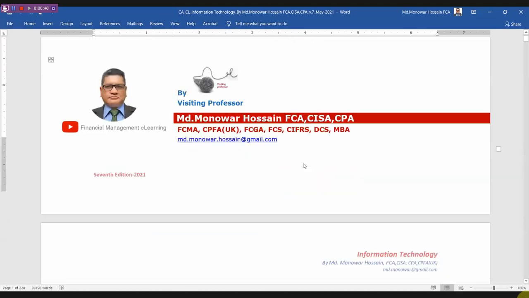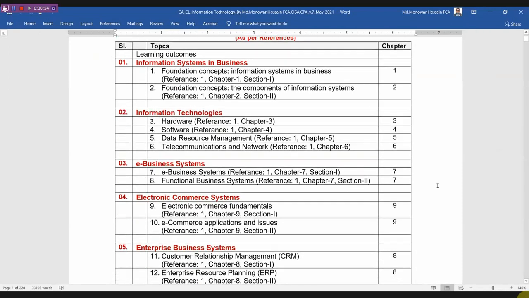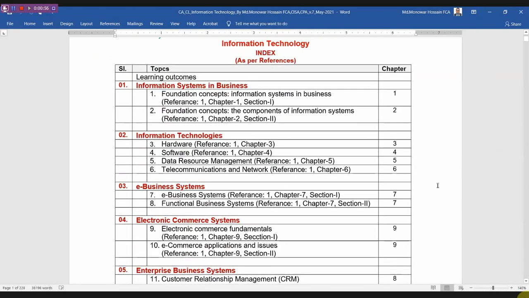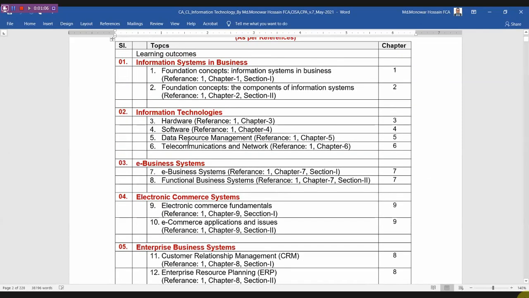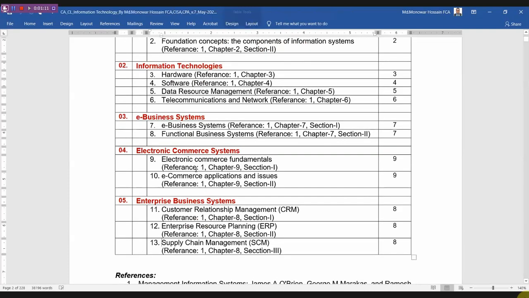So first of all, in your information technology subject, we have 5 chapters, or we can say domains. We know in the USA this is also called a domain. So here you have 5 chapters, and within these chapters, we have 13 topics.